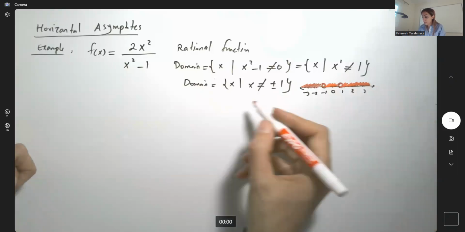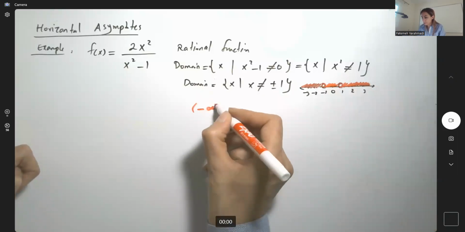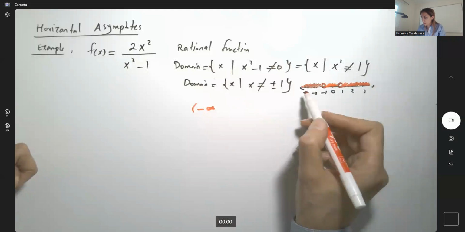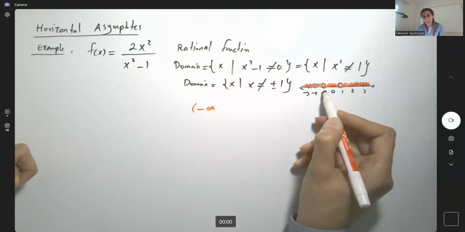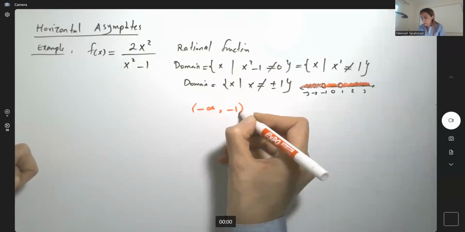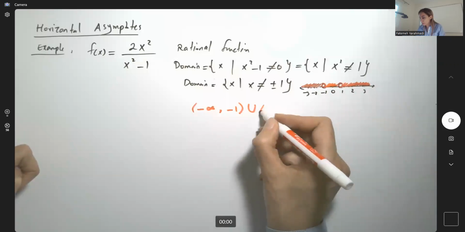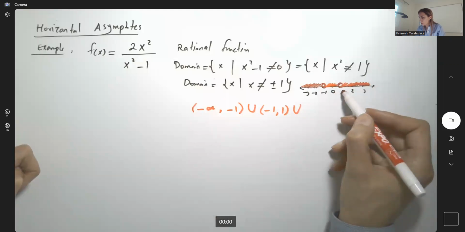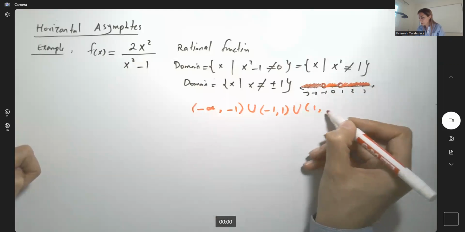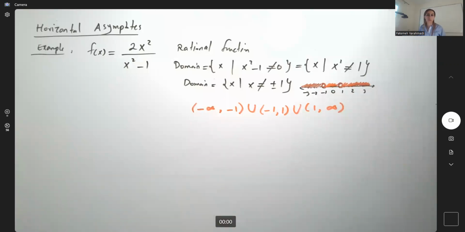Well, you can write it this way. Negative infinity, we stop at negative 1, comma, negative 1, union negative 1 to 1, and union with 1 to positive infinity. So you need to feel comfortable about all of this format of writing the domain of a function.